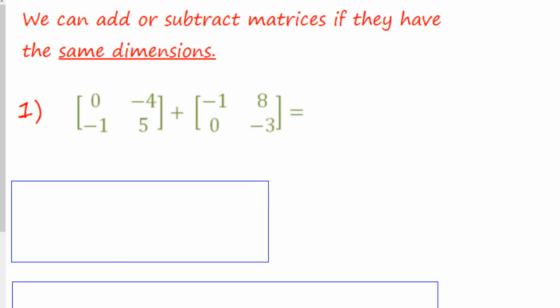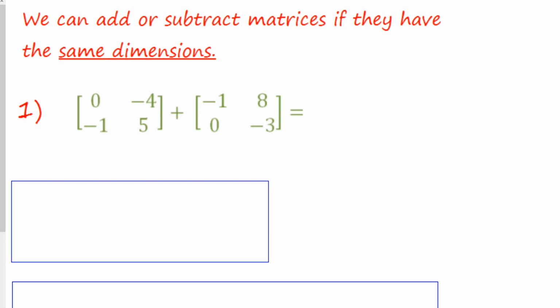Okay, now we're going to move on to matrix operations. So we're going to look at addition, subtraction, multiplication by a scalar, and matrix multiplication. We don't really have matrix division. Instead, we have a concept called multiplying by an inverse. So we'll get to that later.